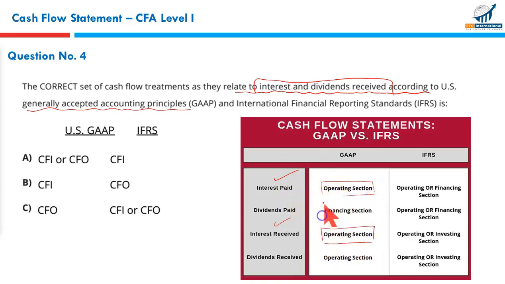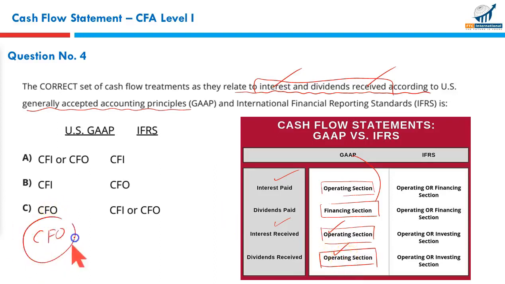Dividend paid specifically is considered as a part of financing section under the US GAAP. That must be kept in mind. Dividend payments is a financing outflow. And if the dividends are received, they are considered as a part of operating inflow. Since we are talking about interest received and dividend received, they are both considered as a part of operating sections. So it's a part of cash flow from operating sections in the US GAAP.